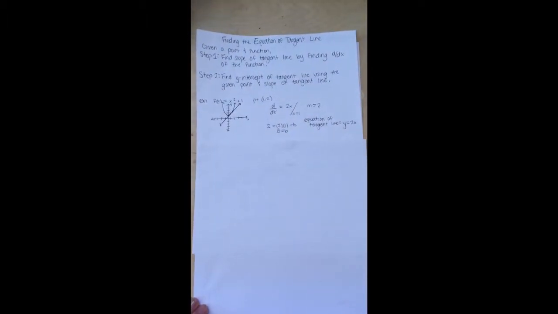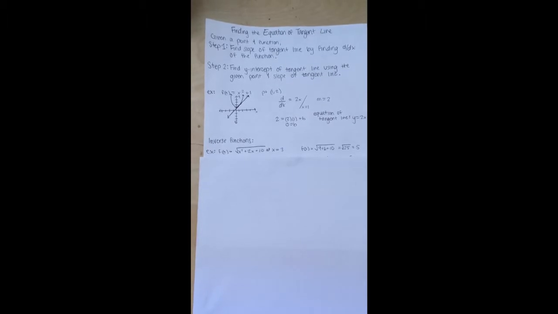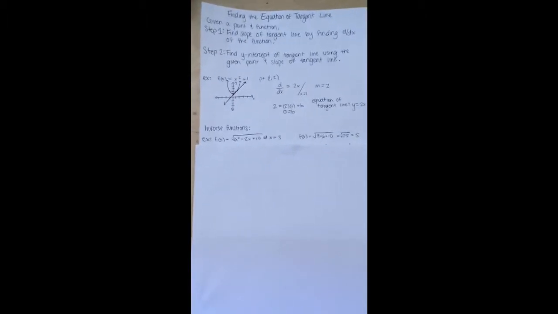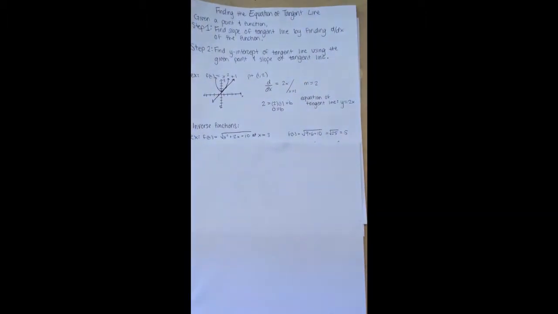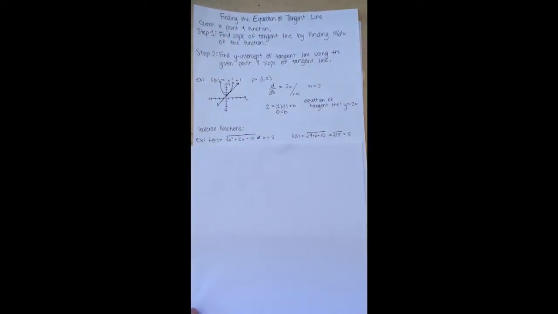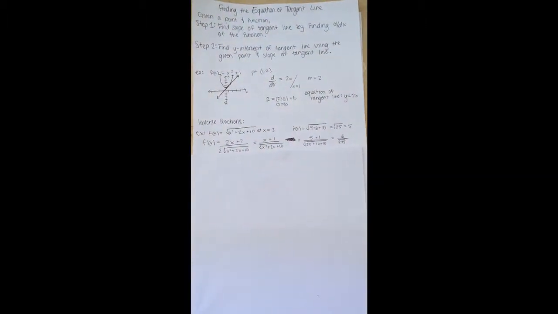Now that we've done a quick and easy example, we're going to do some examples that relate more to chapter 2 with inverse functions. The first example is the function square root of x squared plus 2x plus 10 at x equals 3. First, I plugged x equals 3 into the function, which ended up being 5. So when x is 3, y is 5. Next, I found the derivative of the function, or the slope. We get 2x plus 2 over 2 times the square root of x squared plus 2x plus 10. When we simplify that, we get x plus 1 over the square root of x squared plus 2x plus 10.